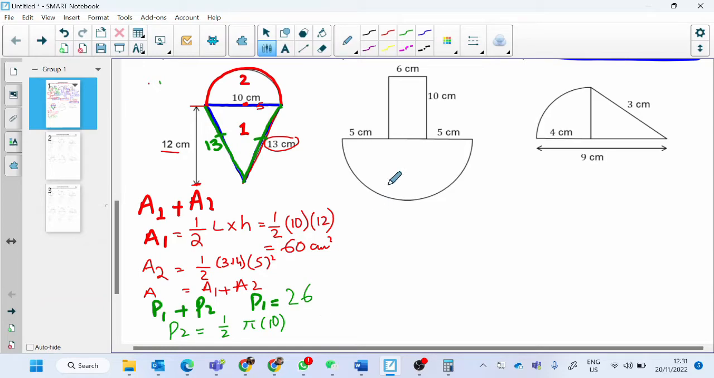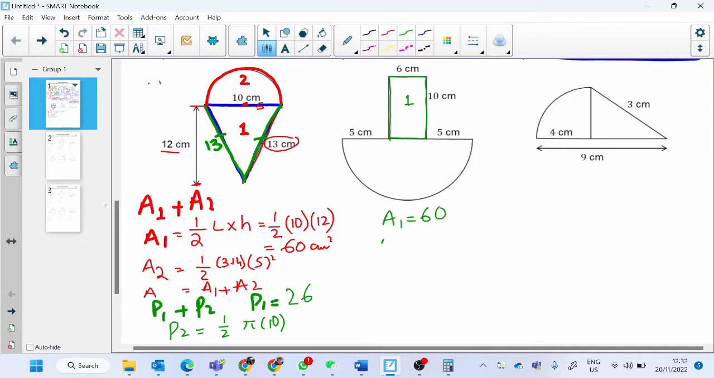Here in this shape, we have two shapes. The first shape, we can see, is a rectangle, and the rectangle has a length of 10 and a width of 6. So the area of the first shape is 10 times 6, which is 60.